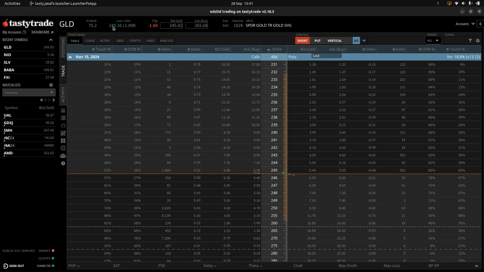And this shows you where price currently is with respect to all of the rest of the strikes. As we can see, it's trading at about $245.38, which is right in between 245 and 246. And this vertical orange bar shows you what the expected move of GLD is over the next 48 days. So what we want to do is we need to know what contracts are we gonna write and where are we gonna write them.